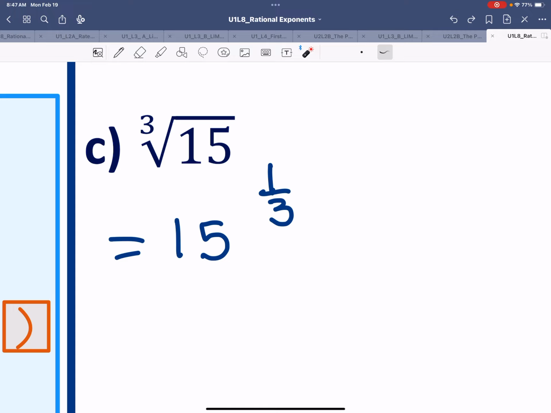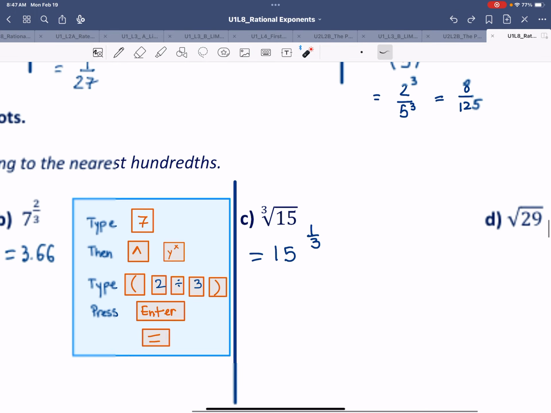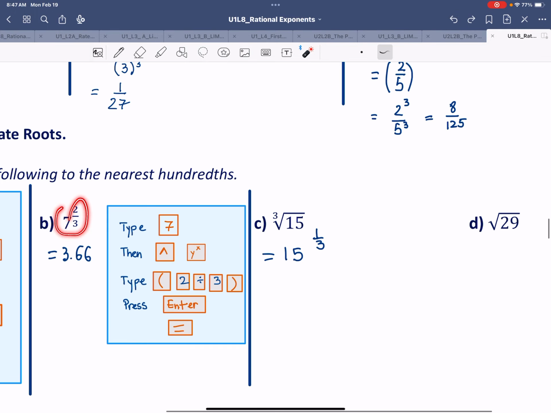So 15 to the power 1 over 3, again, we're using the same strategy as in the previous example. So we are going to type the number 15, we're going to type the power or the y to the x, whichever your calculator has, and then we're going to keep 1 over 3 nice and warm inside brackets. So we'll have to press 1, divide, and then 3 and close brackets, press enter, press equal, and voila, you'll get the answer of 2.47.